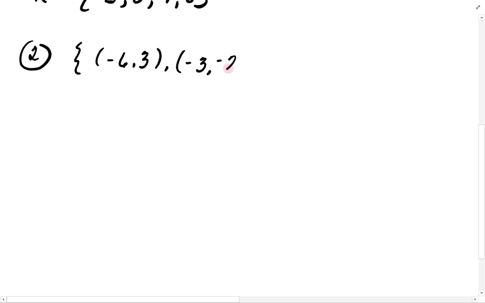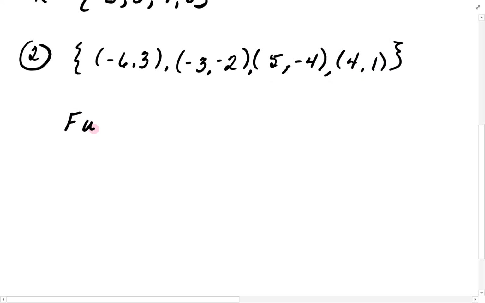Question number 2 gives us another relation. It has (-6, 3), (-3, -2), (5, -4), and (4, 1). And it wants to know if it is a function.